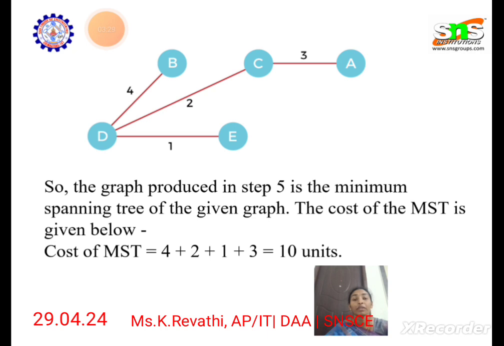The cost of the minimum spanning tree will be calculated as follows. D to B is 4, then D to C is 2, then D to E is 1, then C to A is 3. 4 plus 2 plus 1 plus 3 is equal to 10 units. This is the minimum value without forming any cycle, and that is called the minimum spanning tree of the given graph.